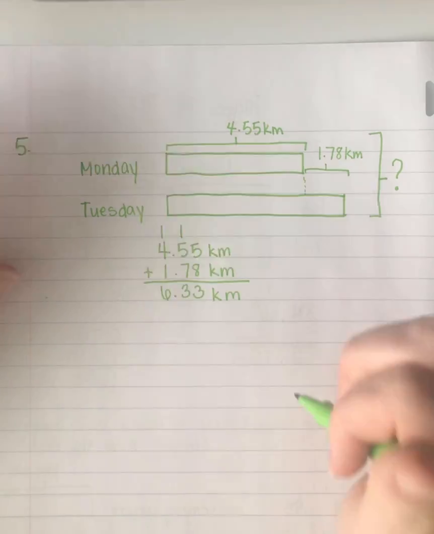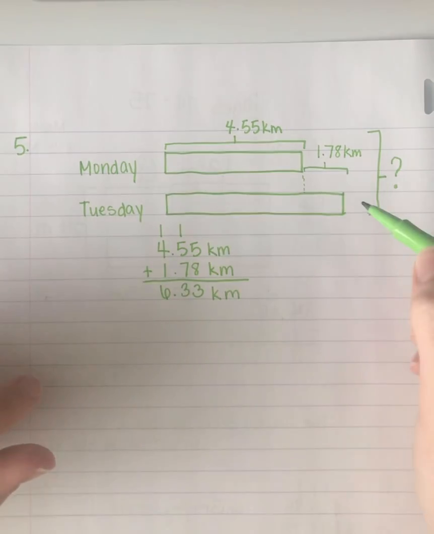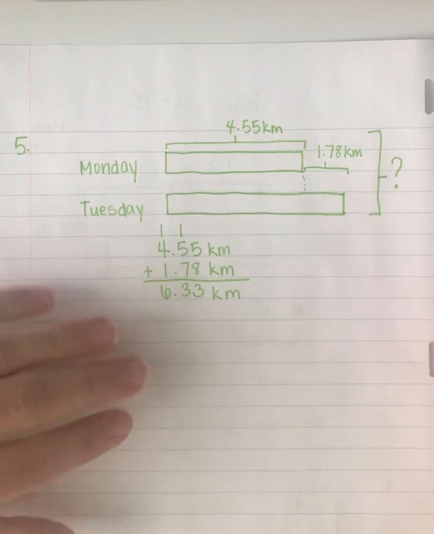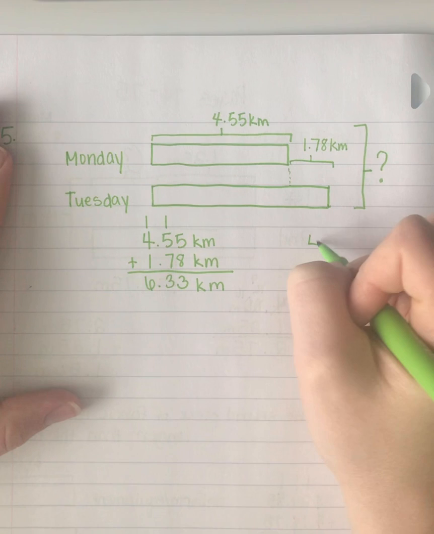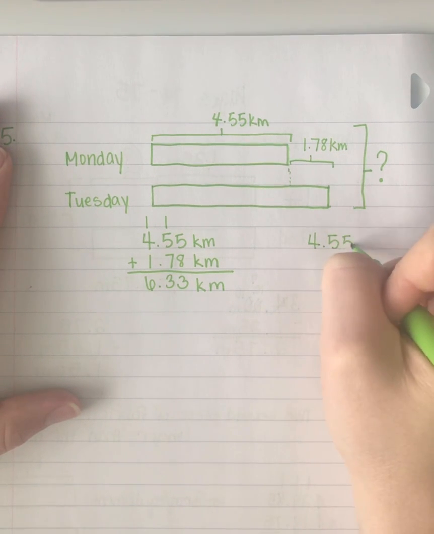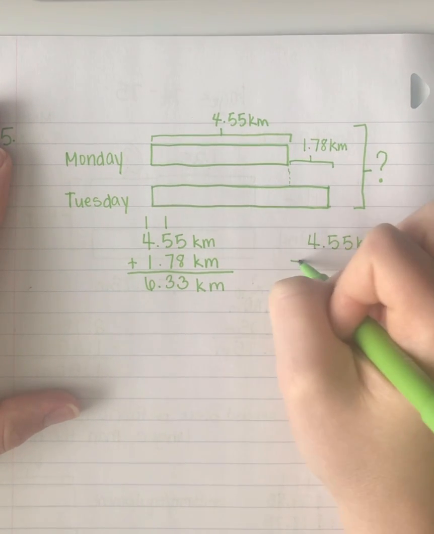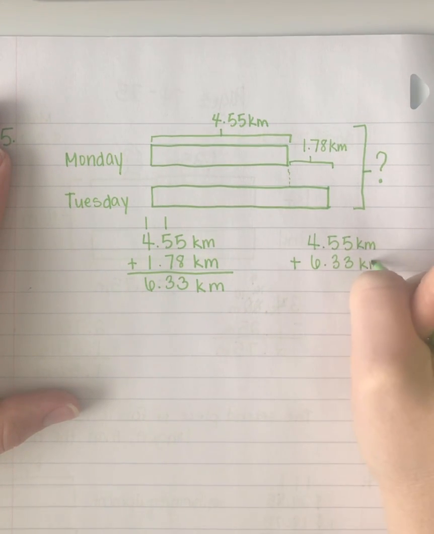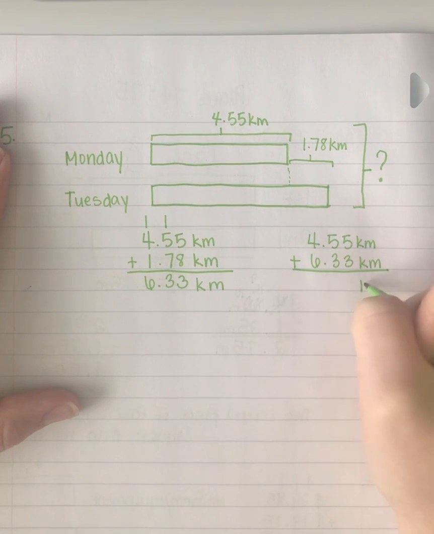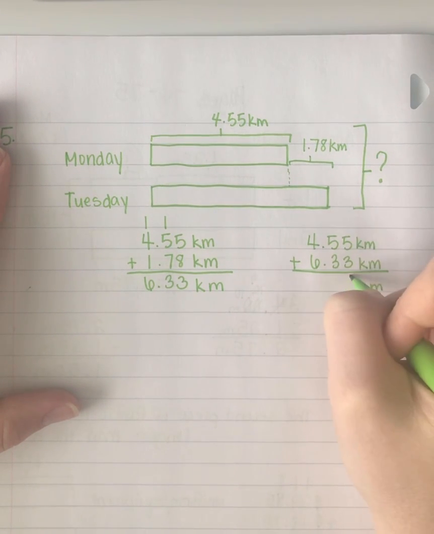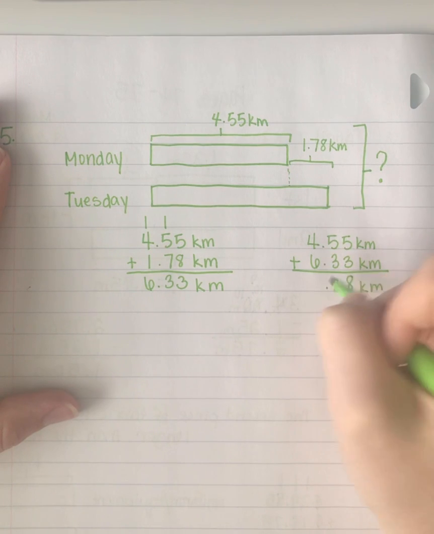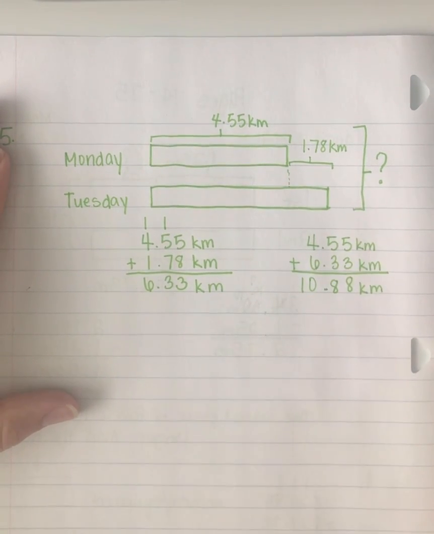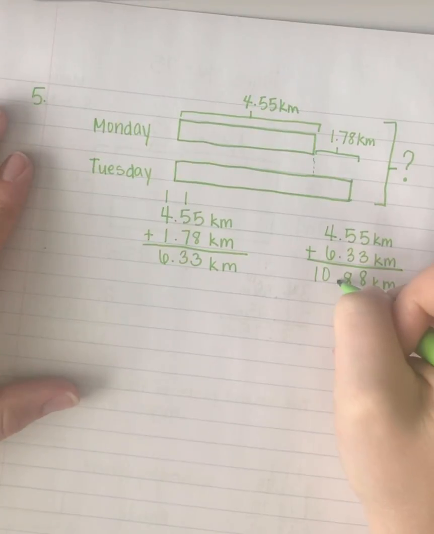Okay. So now that I know Tuesday, I can begin to work on my problem to find the complete answer. So I would just add 4.55 kilometers plus 6.33 kilometers. This is going to give me the total he went on both days. 5 plus 3 is 8. 5 plus 3 is 8. 4 plus 6 is 10. So on both days, he went 10.88 kilometers.